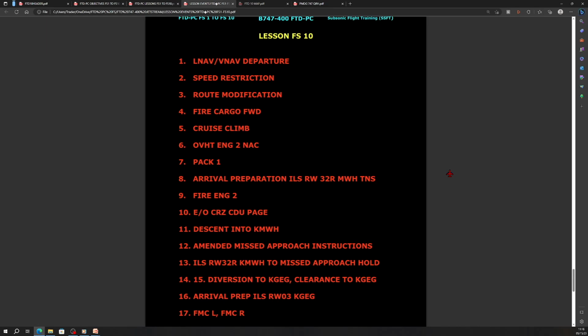The weather will be such that we can't get back into Moses Lake, so we'll set up for diversion to Spokane. We'll climb to a new cruise altitude given to us by ATC, and then we'll get our clearance to Spokane. We'll make the arrival preparations for the ILS into Spokane, and on the way in we'll get a left FMC failure, go through that procedure, and that'll be followed shortly thereafter by a right FMC failure.